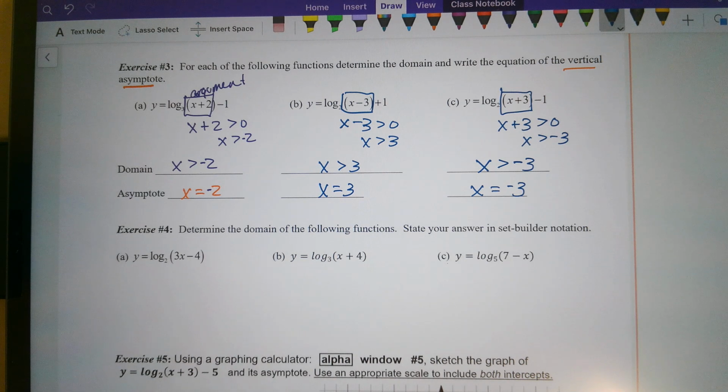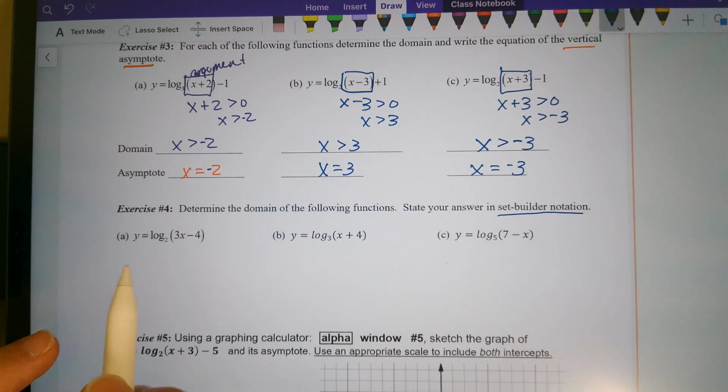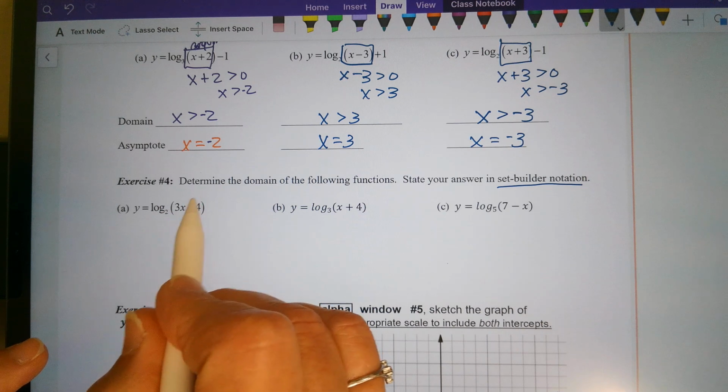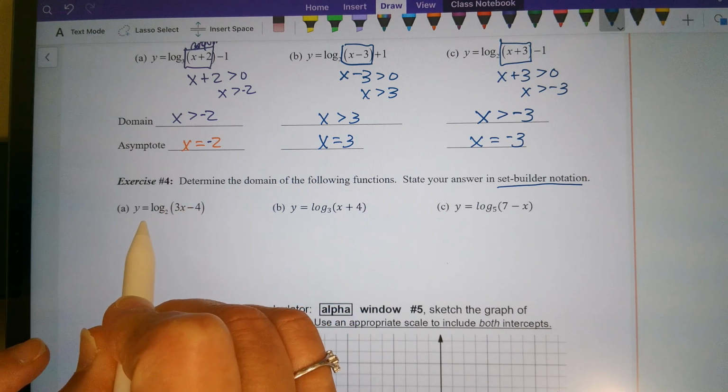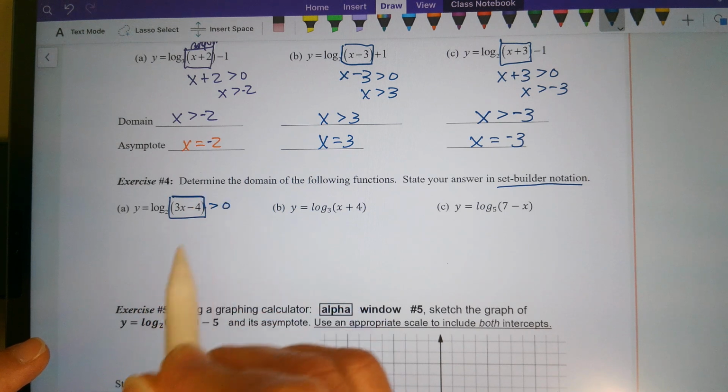Number 4, determine the domain of the following function. State your answer in set builder notation. y equals log base 2 of 3x minus 4. We take the argument, the 3x minus 4. That has to be greater than 0.